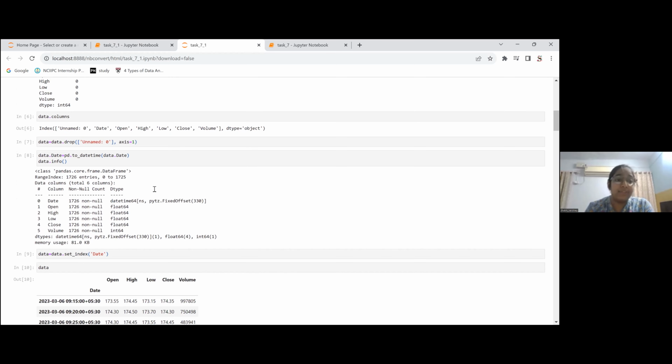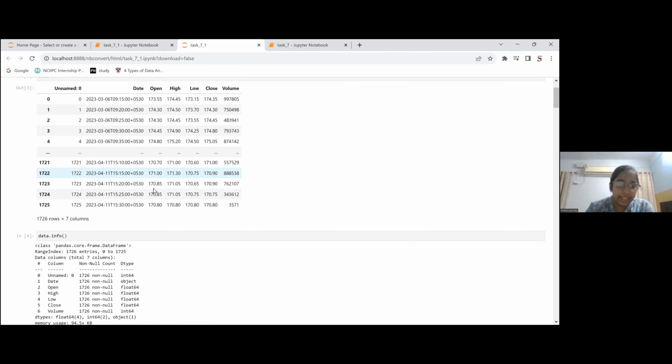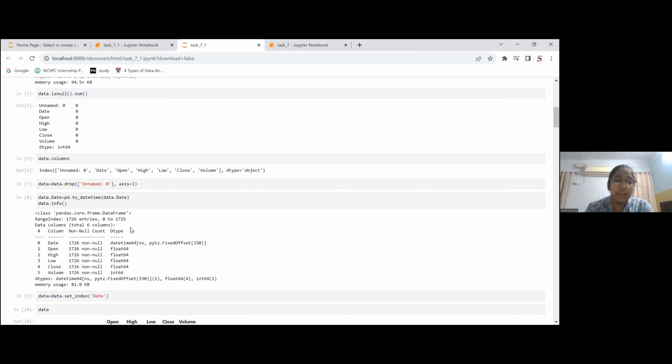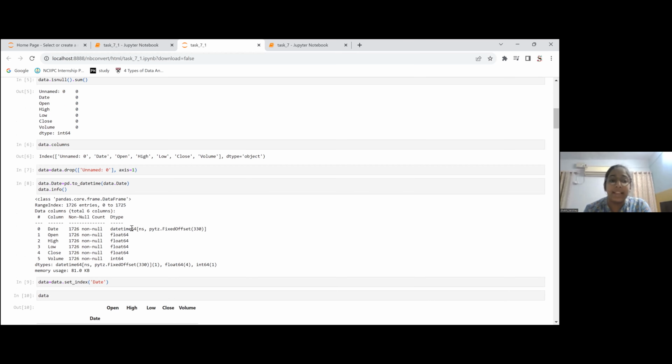Then I have changed this. One can see here that the date is an object. Now I have to change this date to datetime. Now what is datetime? Datetime is the function which combines the month, year, and date followed by time into one segment itself, and makes it a single column, which helps us to work on the date column very efficiently.